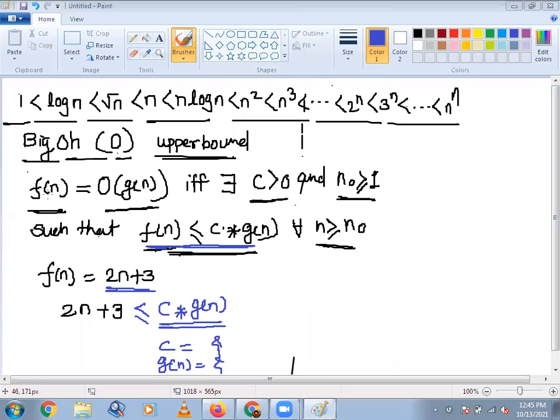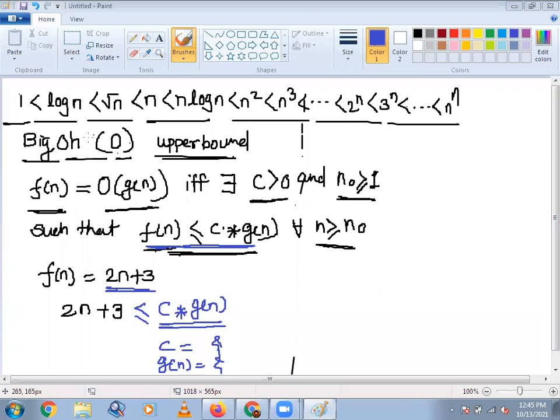Big O: a function f of n is equal to big O of g of n, when will this exist? If and only if there exist c, a positive integer, and n0. c is any positive constant and n0 is a positive constant, but greater than 1.